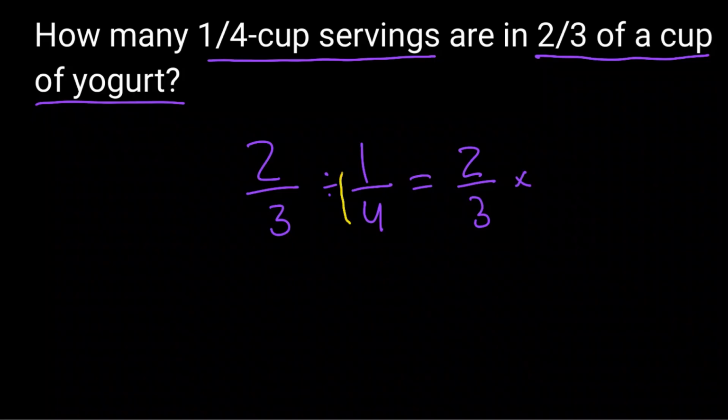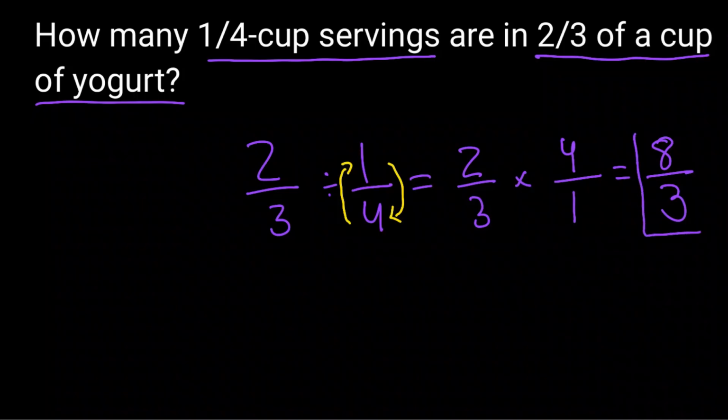So if we move 4 up here and 1 down here, that'll give us the inverse, which is 4 over 1. Now we can just multiply straight on, which gives us 8 over 3. So there will be 8 over 3 servings.